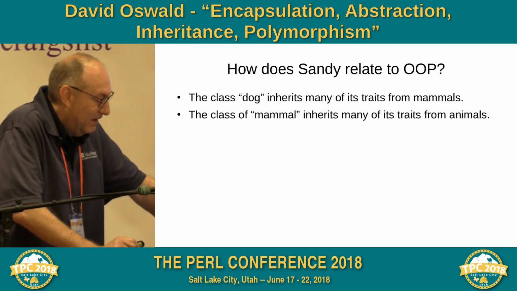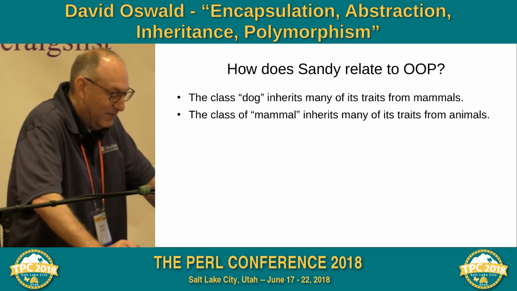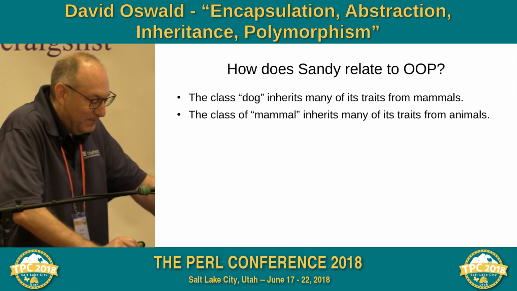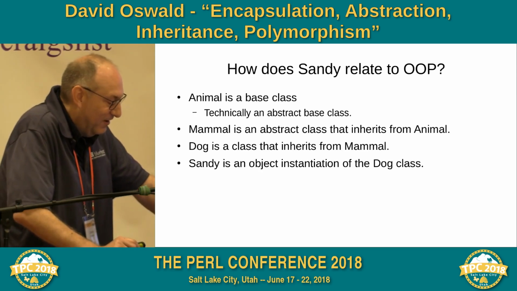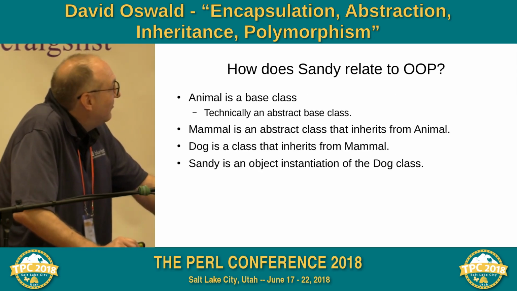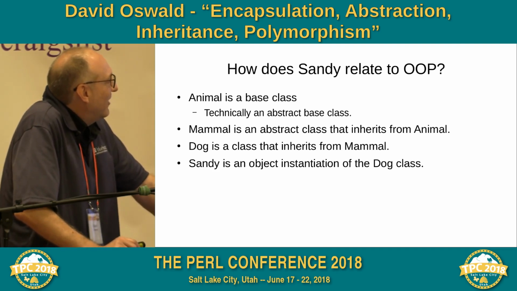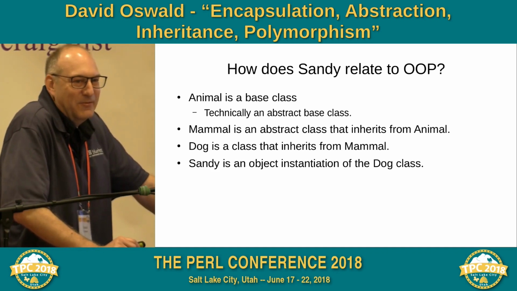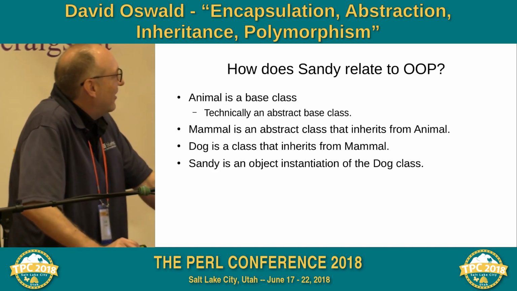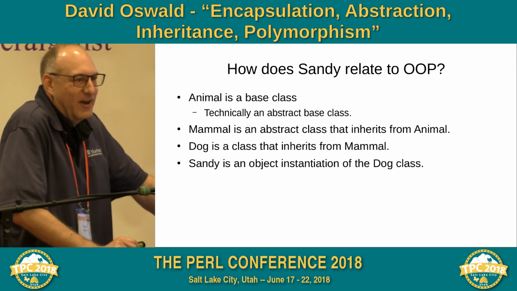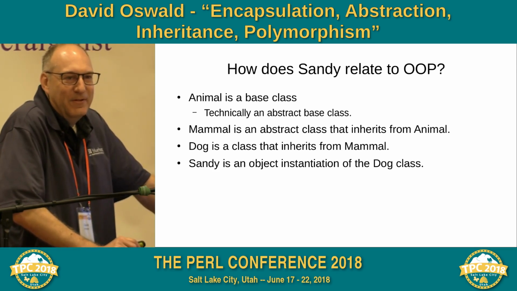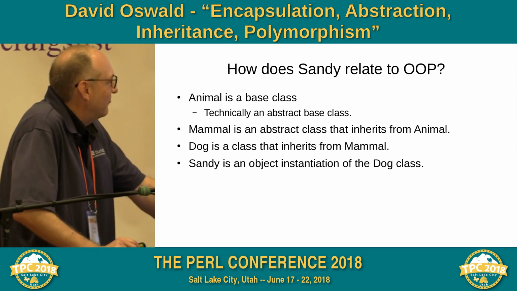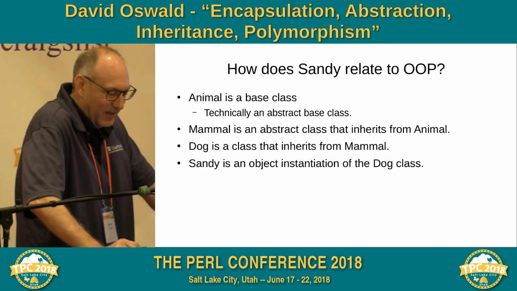So in inheritance, the class dog inherits many of its traits from mammals, and mammals inherit many of their traits from animals. And so as Sandy relates to all of this, we might consider an animal as a base class, or technically an abstract base class, because you can't just be an animal and not anything else, not some type of animal. And a mammal might be an abstract class that inherits from an animal. And when I say abstract, I mean you can't really instantiate just a mammal. It has to be a type of mammal. And a dog is a class that inherits from mammal, and Sandy is an object of instantiation of the dog class.